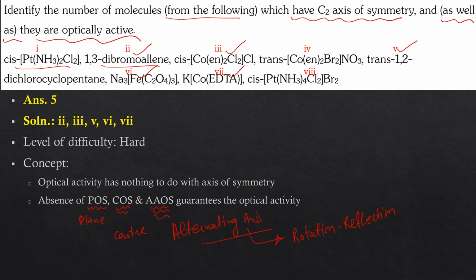So if a molecule does not have these 3 things, plane of symmetry, center of symmetry, and alternating axis of symmetry, then only our compound is going to be optically active. Okay, fair enough. Now we'll see these one by one in detailed discussion for every single compound, why this has a C2 axis of symmetry and why this is optically active or inactive. Here we go.